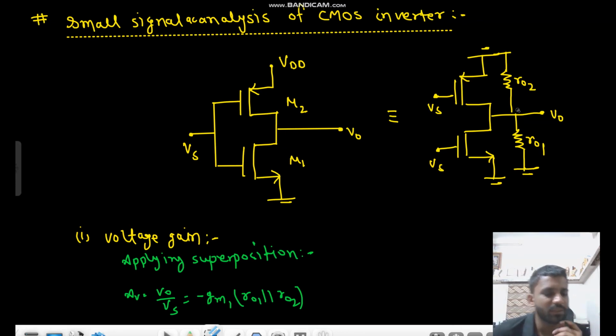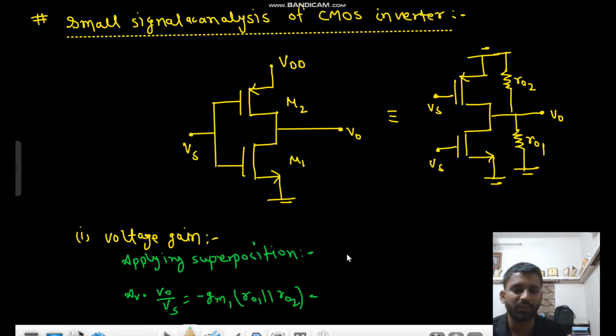And what is the gain for a common source amplifier? Simply the same gain, or I have shown you the derivation as well. The current is gmVS in this direction. So your V0 would be minus gmVS into R01 parallel with R02. So this will basically be minus gm2 R01 parallel with R02.